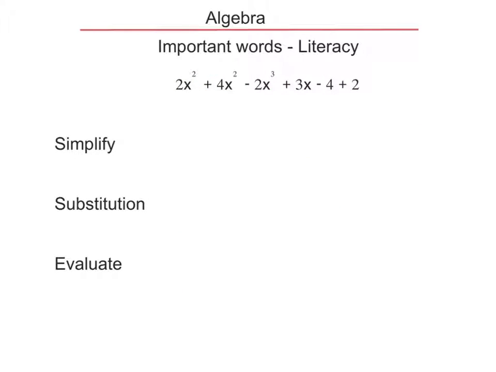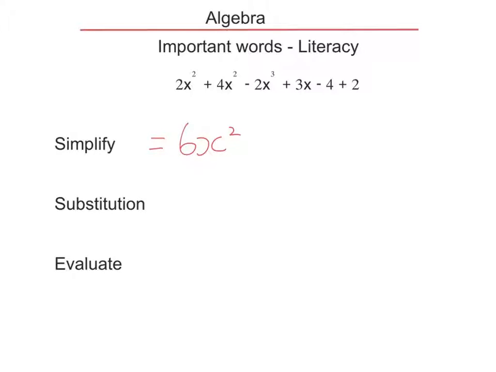In algebra, when you simplify, you make the expression less complicated. In this example here, I can change it by gathering some like terms. 2x squared and 4x squared both have exactly the same letters, so I can combine them. I've got 2 of these and 4 of these, which means I've got 6 of them if I put them together.